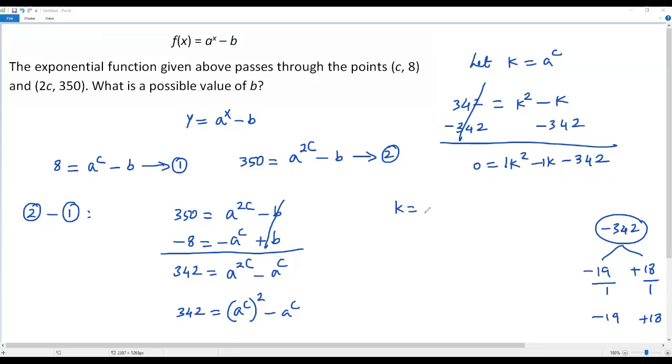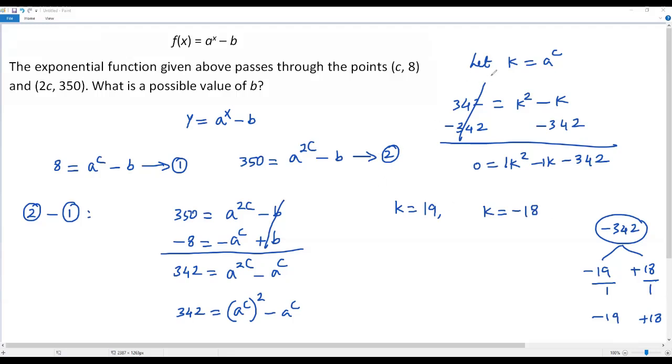Now to get the first value of k, I have to change the sign of the first factor over here. It's a negative. When I change the sign, I'm getting positive 19. That's the first value of k. Now to get the second value of k, I have to change the sign of the second factor. It's already positive. So when I change the sign, it will become negative, that is negative 18.